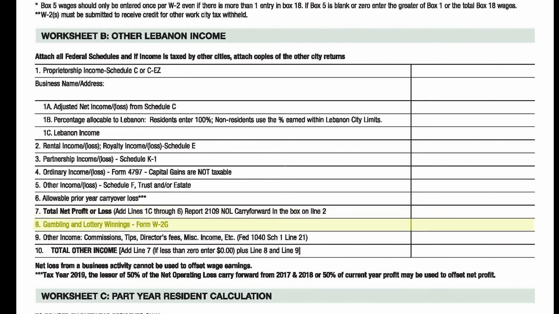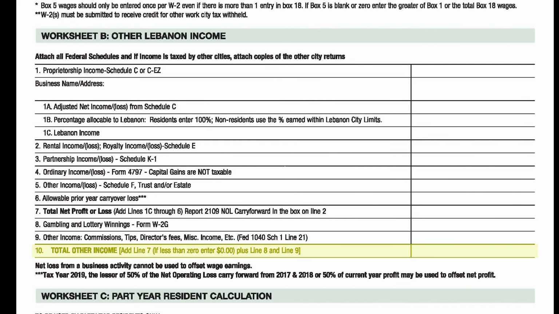To complete lines 8 and 9, you will simply want to check line 8 of your Schedule 1. If there is an amount on this line, there will also be a description of the income. If this description is gambling winnings, enter the amount on line 8 of Worksheet B. Enter any other amounts on line 9. Finally, total lines 7, 8, and 9.